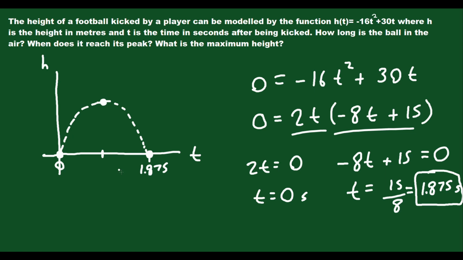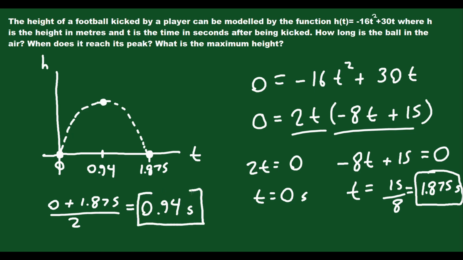Now a nice little trick you can use here is you can recognize that because it's a quadratic, with t squared, it's going to be symmetrical. And because it's symmetrical, the vertex up here, your maximum, is going to be halfway between your two roots. So all you have to do is take the average of those two roots. So (0 + 1.875)/2. If you calculate that, you get about 0.94 seconds. So 0.94 seconds is the time after the kick that the ball achieves its maximum height.